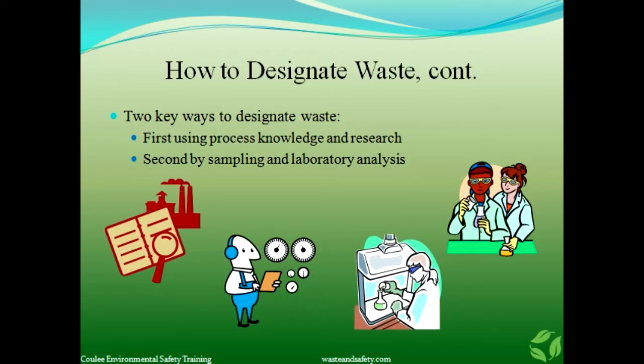In the case of characteristic hazardous waste, there are 2 methods that can be used to accomplish this. First, by process knowledge, generator knowledge, and research. And second, by sampling and sending it off for a laboratory analysis. Either or both may be used as long as the information comes from a reliable source. However, one method may be more appropriate than the other, depending on the characteristic you are assessing in your waste.